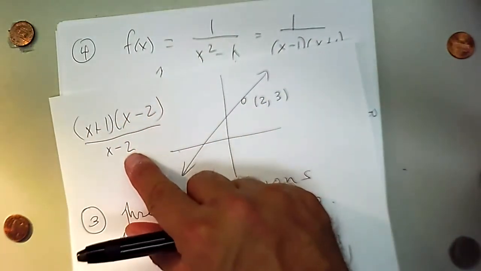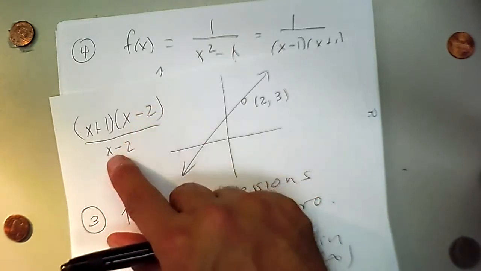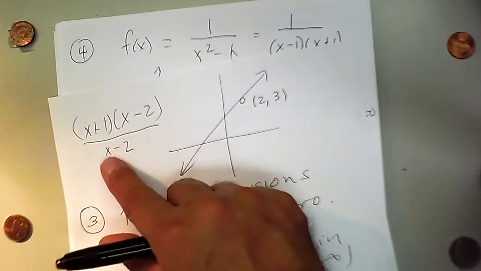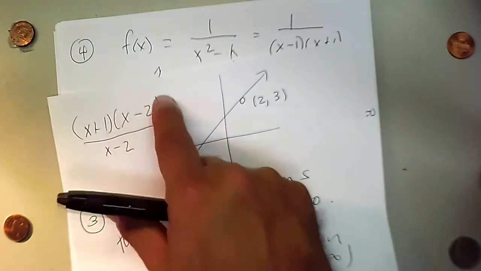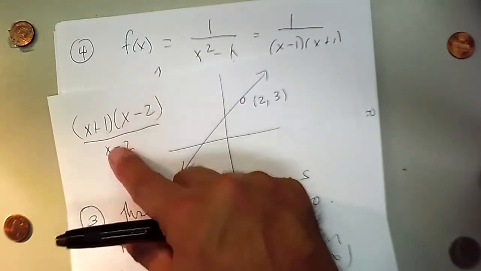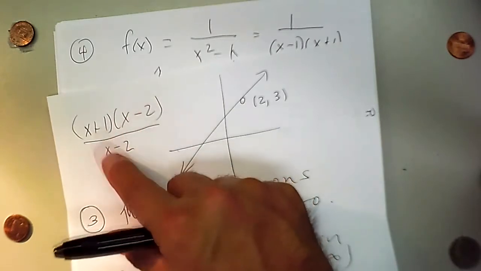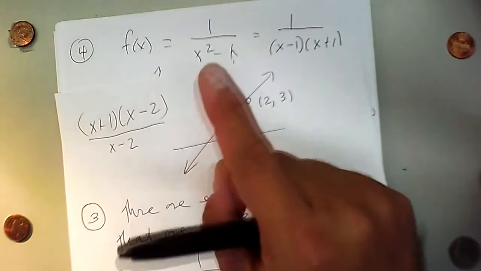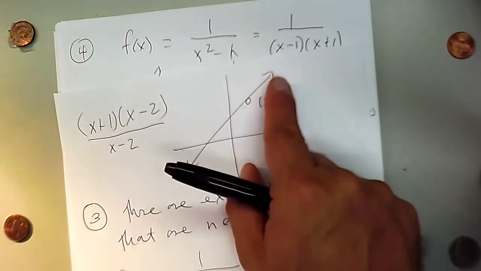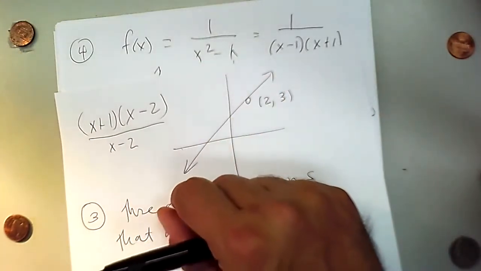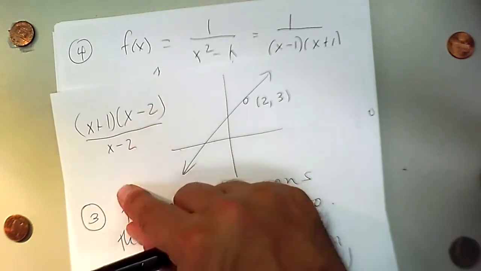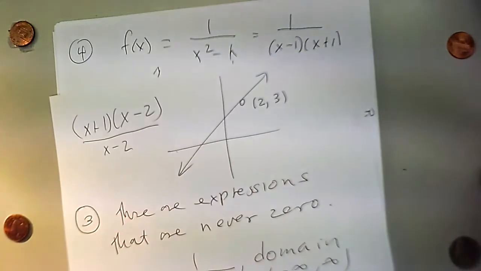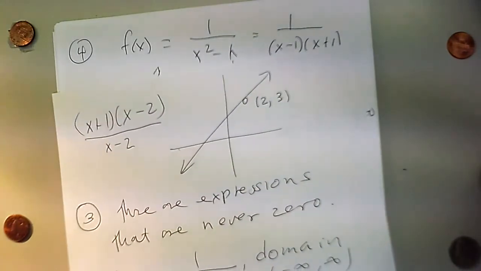Now, the problem here is that 2 causes the denominator to be 0, but also 2 causes the numerator to be 0. If a number causes both the numerator and denominator to be 0, we have a hole. We don't have necessarily a vertical asymptote, although it actually gets more complicated than that. Yeah, we have to address that.